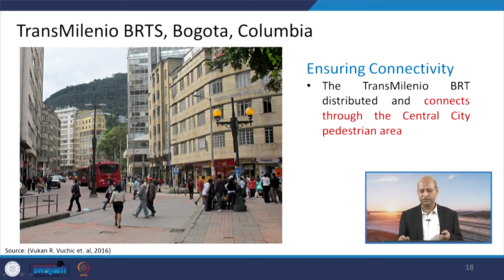Okay. Now, you can see the city center, pedestrian areas are there and only these buses are allowed, no other private vehicles are allowed.